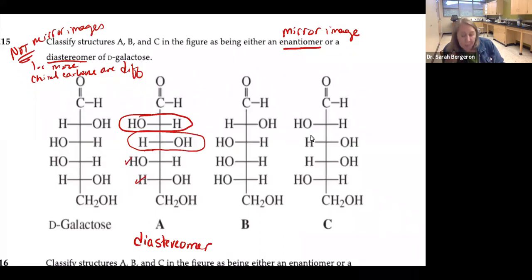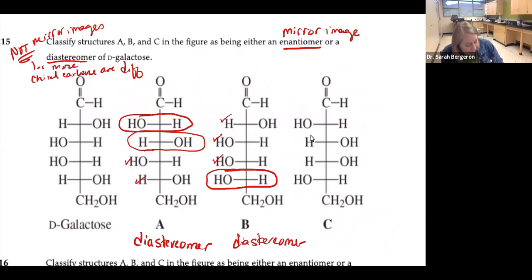Okay, next one, chiral carbon 1. It's not carbon 1, it's chiral carbon 1. Or you could say carbon 2, either one. All right, so our first chiral carbon, we're the same. Our second chiral carbon is the same. Third chiral carbon is the same. Fourth chiral carbon is different. So this is a diastereomer.